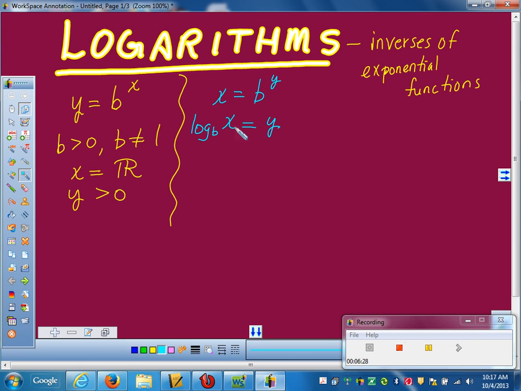So let me put that in perspective for you here. Let's not do 2, we've been doing lots of 2s. Would you agree that 5 cubed equals 125? If I said write that as a logarithm: log of 125, base 5, equals 3.